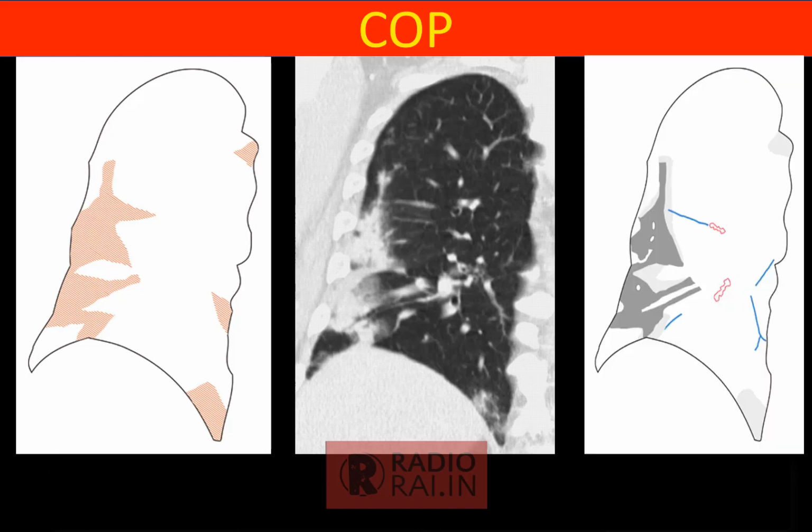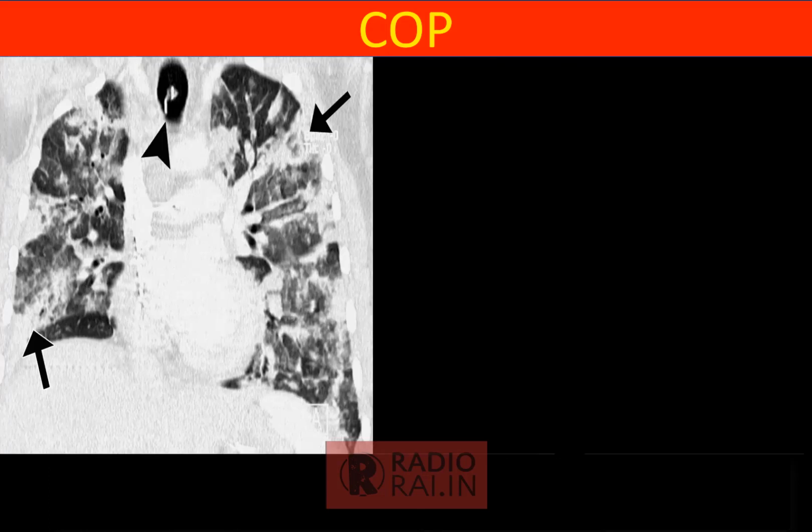So this is how cryptogenic organizing pneumonia appears. So this usually contains ground glass opacities in the center with a surrounding consolidation, what we classically call the atoll sign. Okay, now this is again a picture of cryptogenic organizing pneumonia.